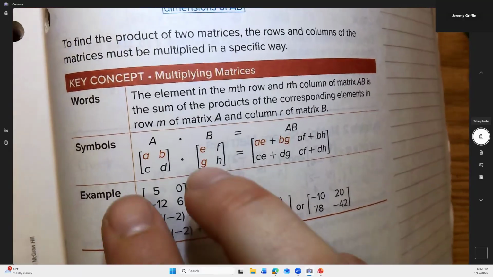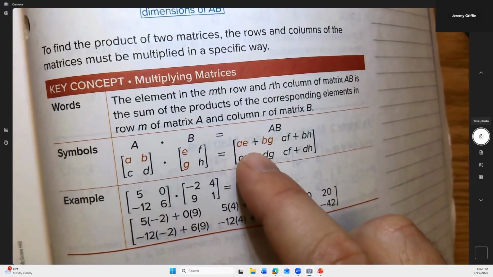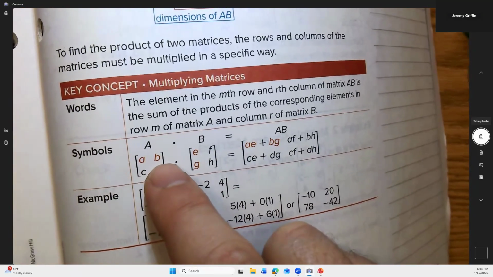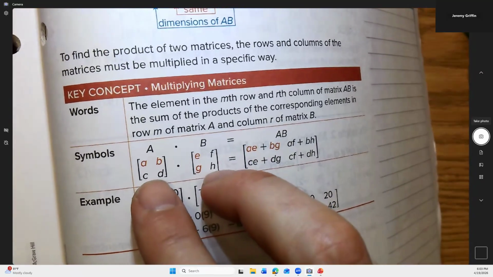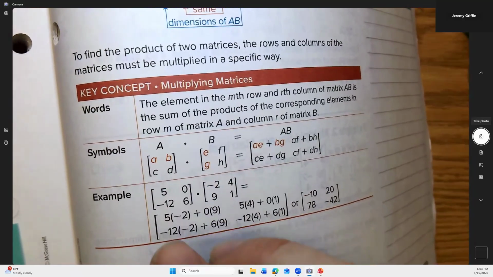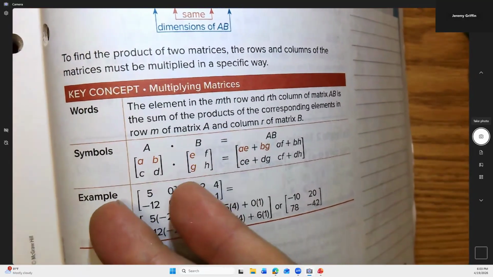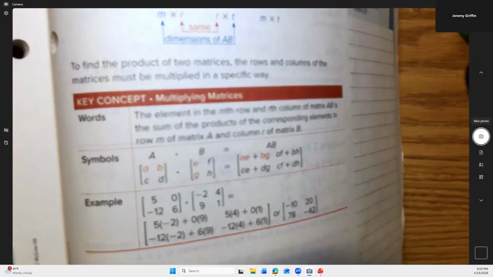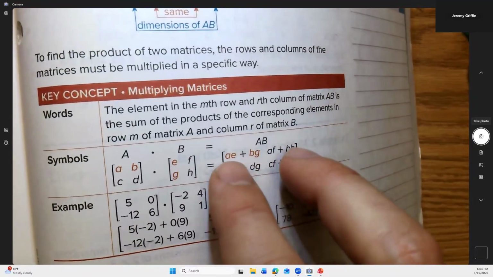So you have to do AE times BG. That will be the first element of the product. Do you see how I'm going across the row on the first matrix and down the column for the second matrix? What you might be thinking, if you're thinking ahead a little bit, is that this multiplication process is not commutative. What that means is if I multiply matrix B times A, I would actually get a different answer. Usually you do, or you can.